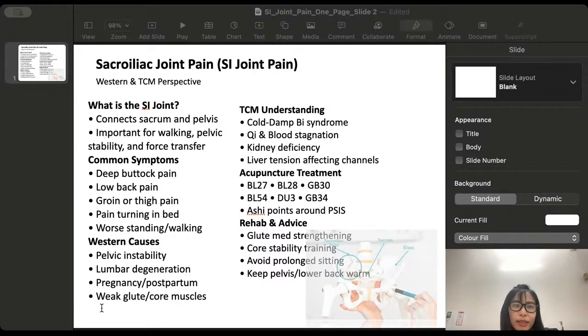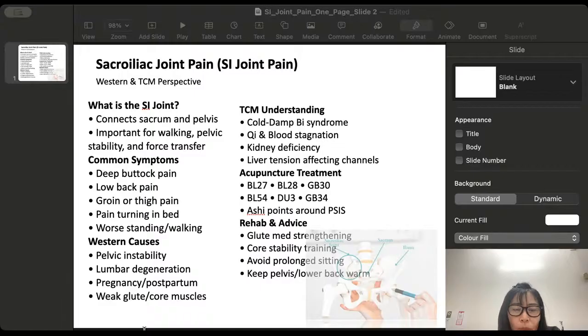We are talking about a condition that is extremely common in clinic, but also very commonly missed: sacroiliac joint pain. Many patients say things like, "My buttock hurts deeply," or "My lower back feels stuck," or "Turning in bed is painful," "Standing up after sitting hurts," "Walking gives me deep pain," or "It feels like sciatica. I treated my lower back, but it never fully improved." And very often, the real issue is the sacroiliac joint.